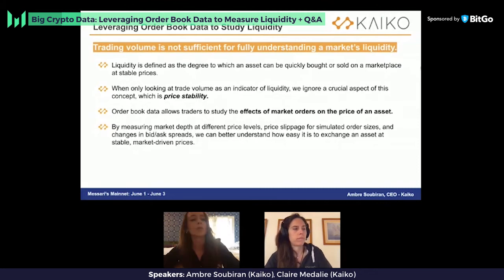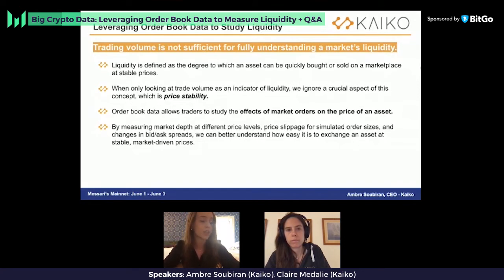So the three measures we're going to look at today are market depth, price slippage, and the bid-ask spread. And all three of these measures are derived from our current raw order book snapshot data product. So market depth refers to the quantity of bids and asks on an order book. The more bids and asks on an order book at a range of price levels from the mid-price, the easier it is to exchange an asset at stable price levels.